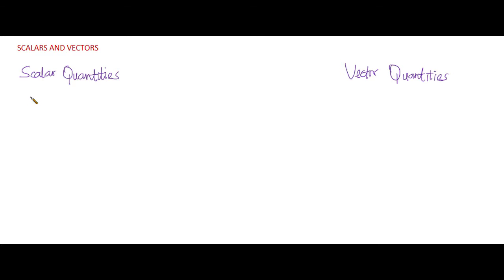I talked about physical quantities in my introductory video, whereby we classified them into two: derived quantities and fundamental quantities. These physical quantities can be classified into scalar quantities and vector quantities. And from here, scalar quantities are quantities that have only magnitude but no direction.